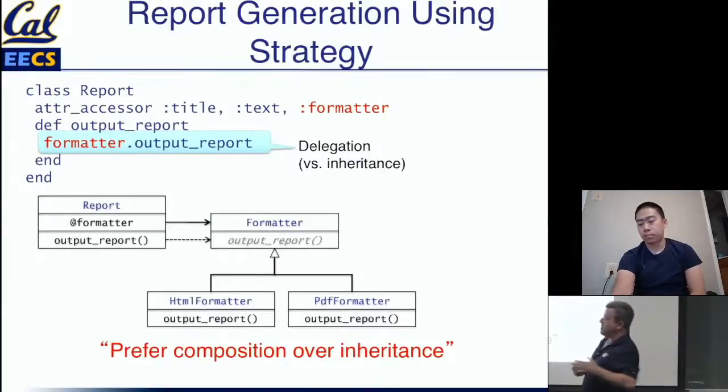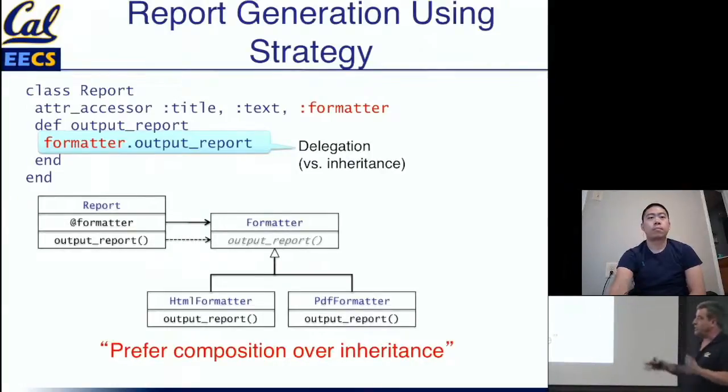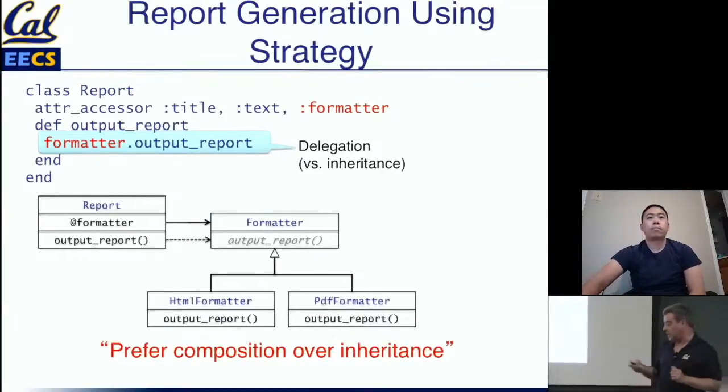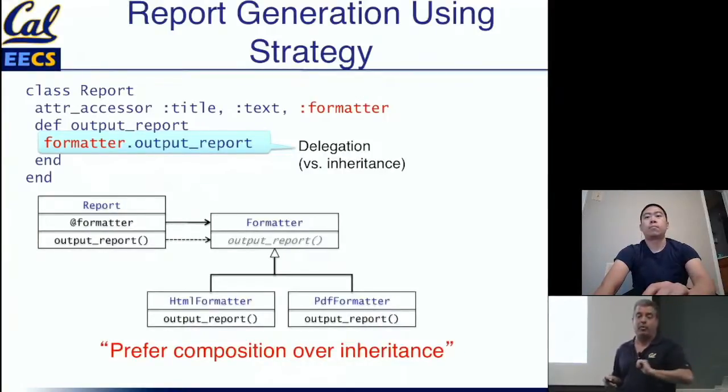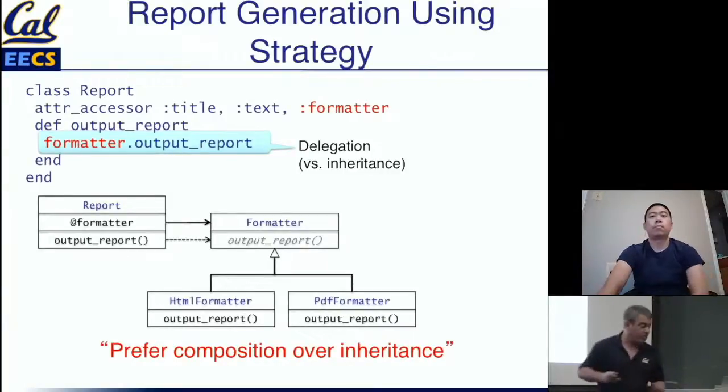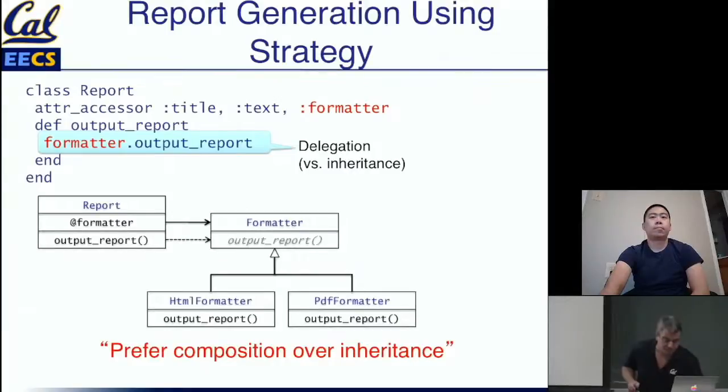The inheritance actually makes a lot of assumptions about the similarities between a base class and its subclasses. Here, we're not really making any. We're just saying the report knows that it has a formatter associated with it. And when it's asked to do something, all it does is delegate it. It forwards the call to that formatter without any assumptions about how the formatter is going to do its job. So let's see what else you can use this for.